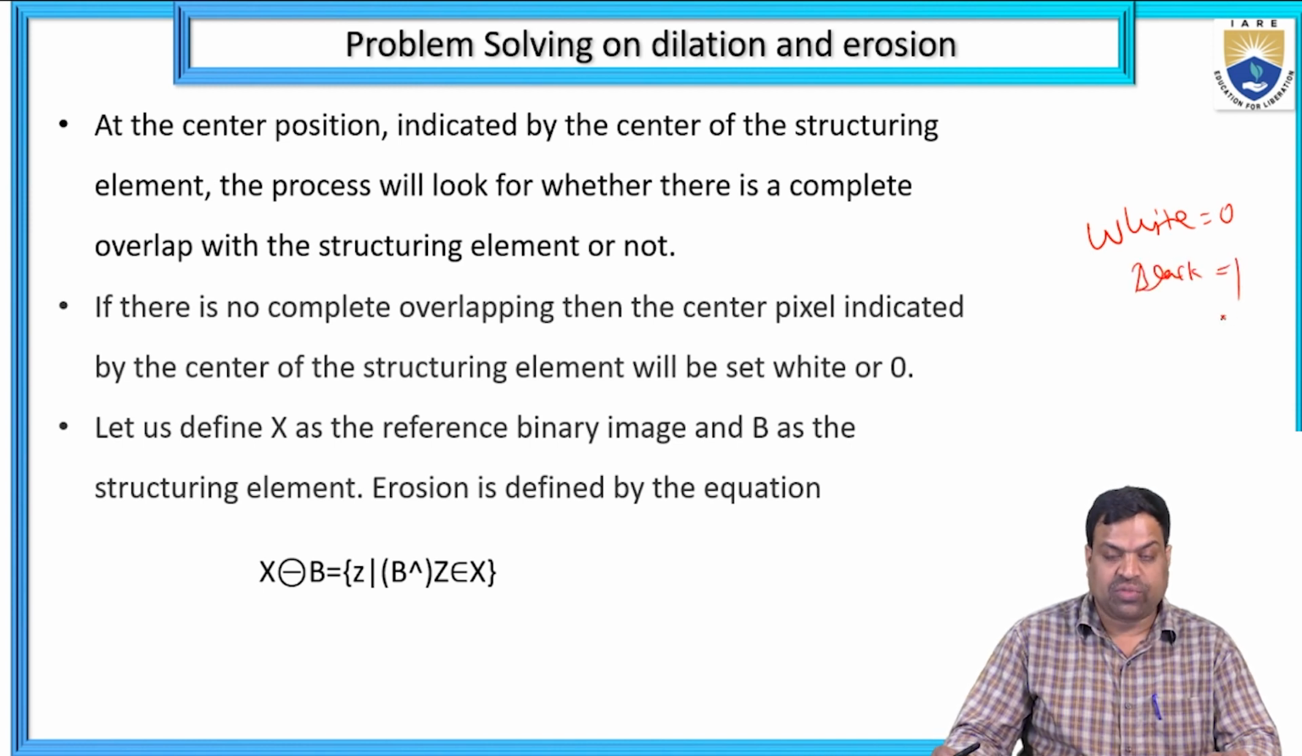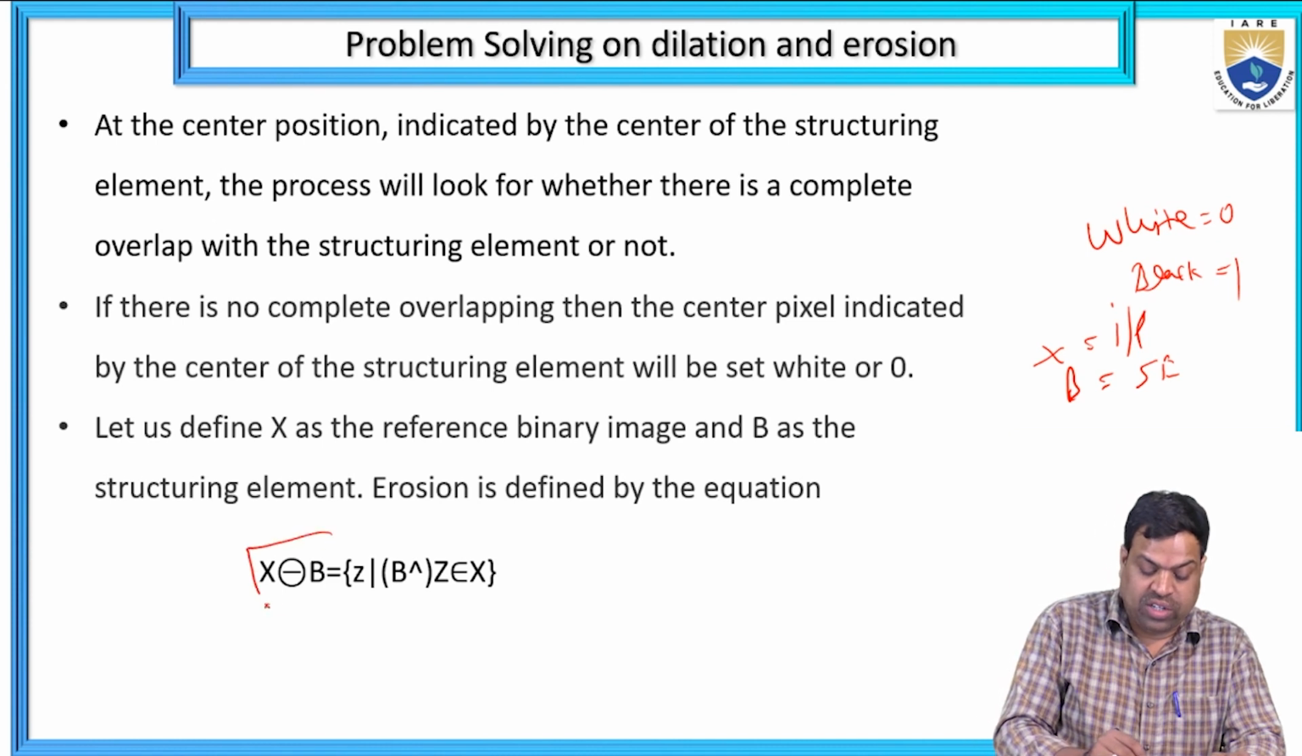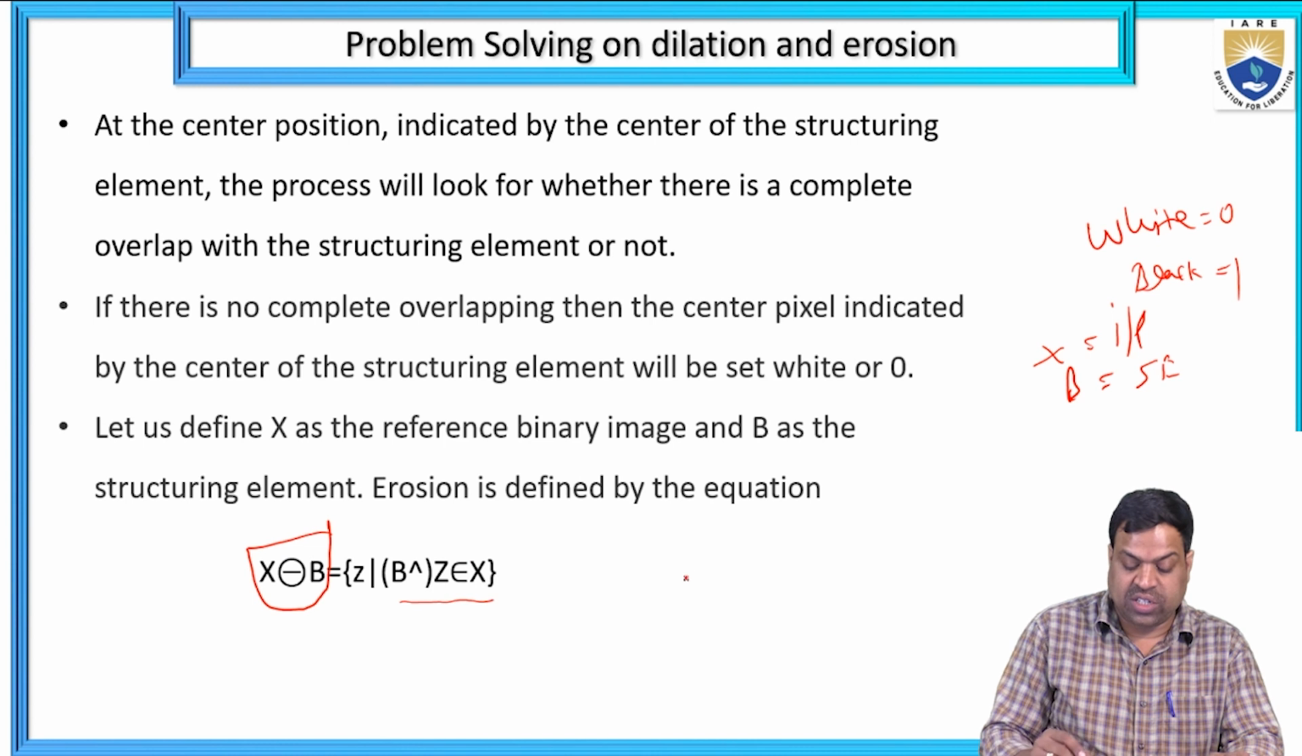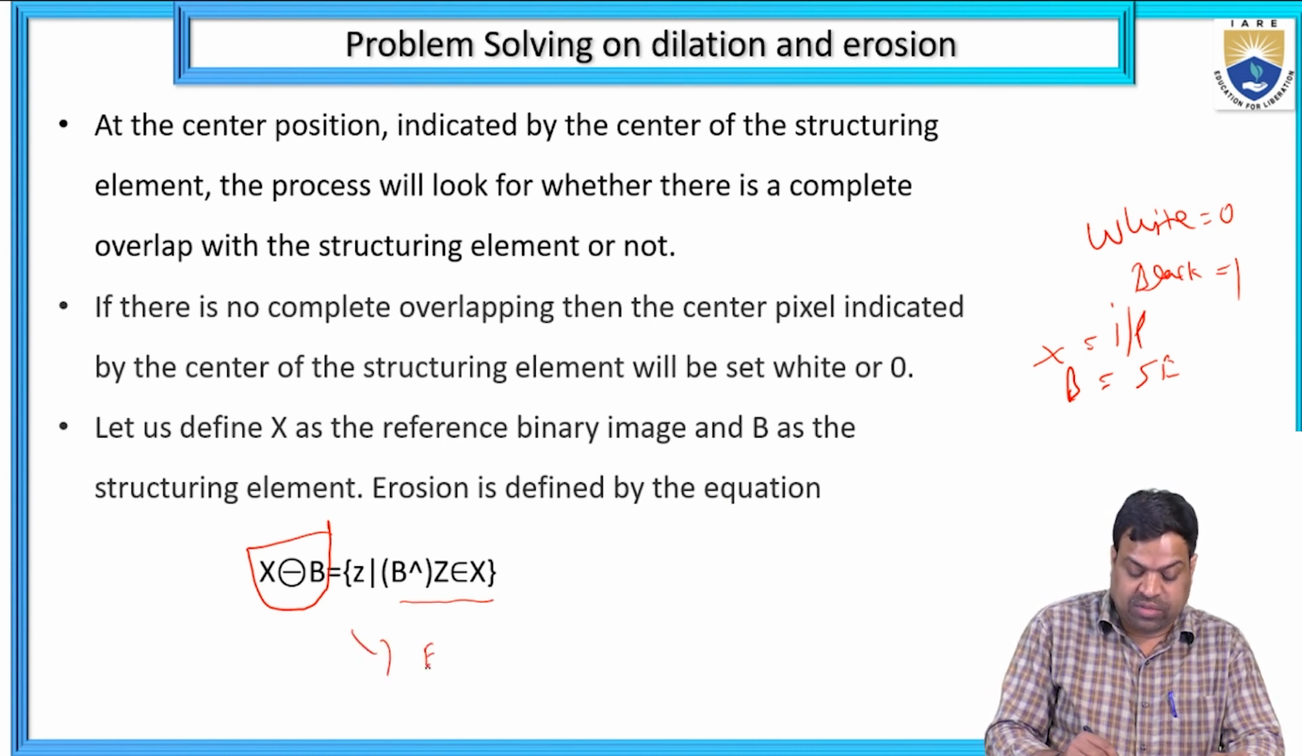So let us define X as the reference binary image, and B is the structuring element. X is the input image and B is the structuring element, and the output is the erosion or dilation. Erosion of X by B equals the set of Z such that B translated by Z is contained in X.